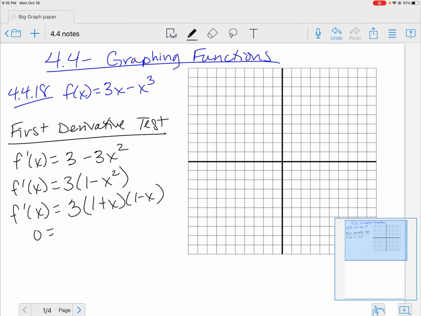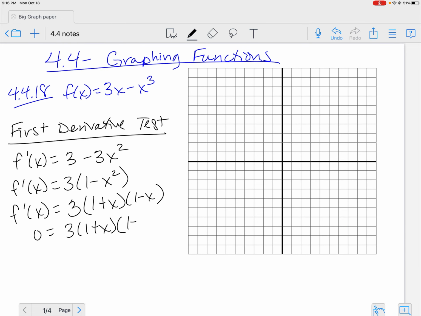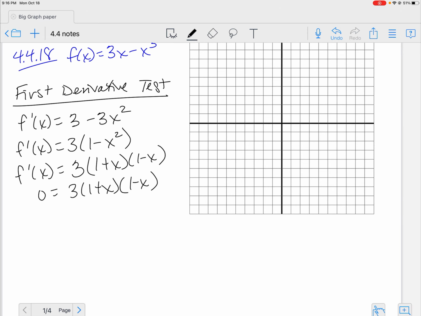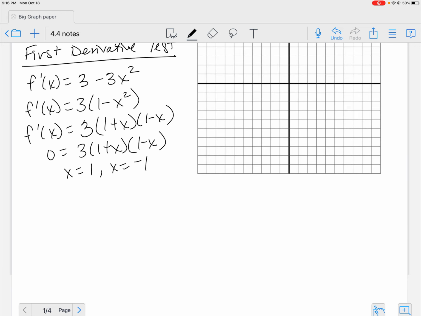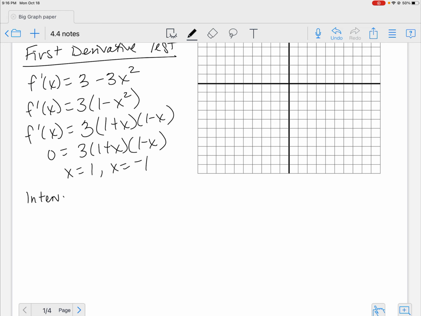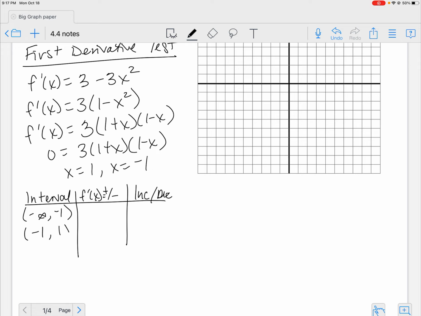So if we set this equal to 0, that's going to give us our critical values here of 1 and negative 1. All right? So now those are the values I'm going to use to build my chart. So we've got our first derivative, and we're going to build our first derivative chart. So we have an interval. We're going to determine if my first derivative is either positive or negative, and then that's going to tell us increasing or decreasing. So we've got negative infinity to negative 1, negative 1 to 1, and 1 to infinity.